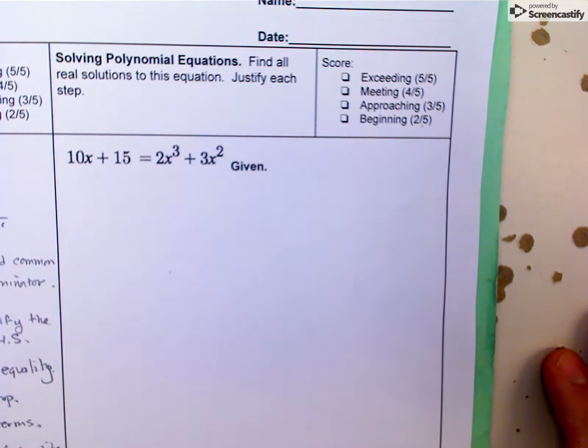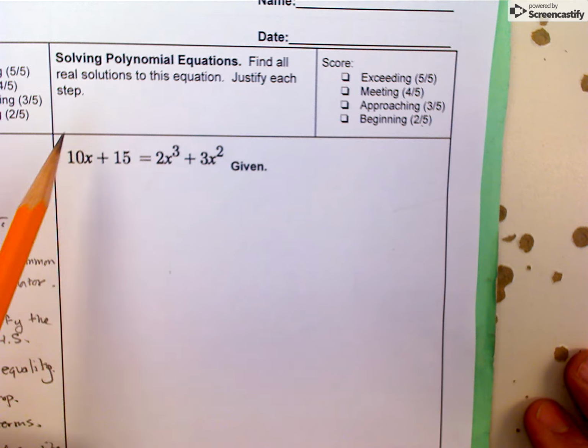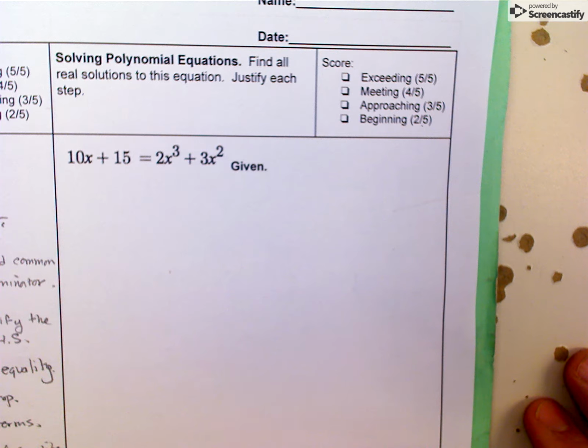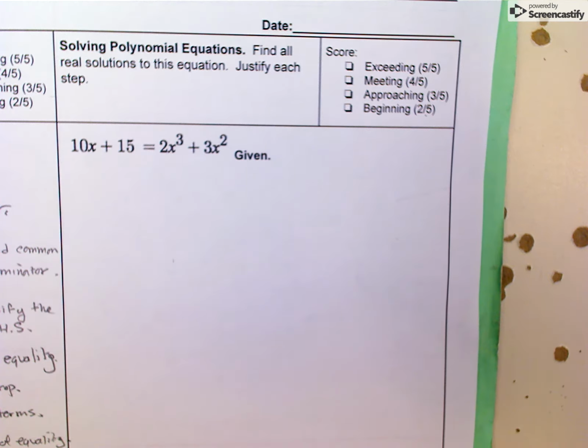On our third formative assessment, we were asked to solve a polynomial equation, specifically to find all the real solutions to this equation and to justify each step. So clearly we have a cubic equation here with a single variable, so it is a polynomial.